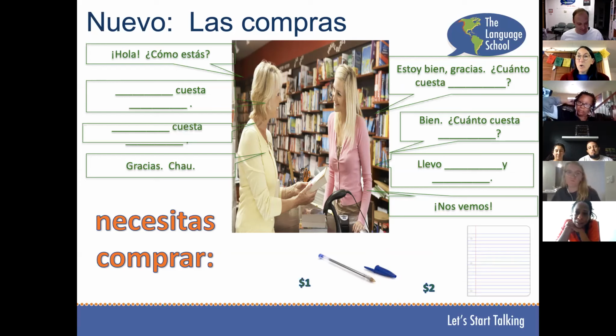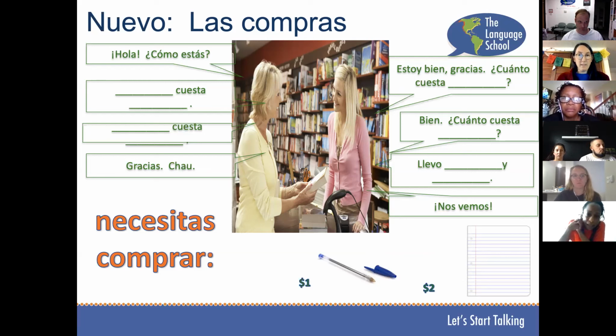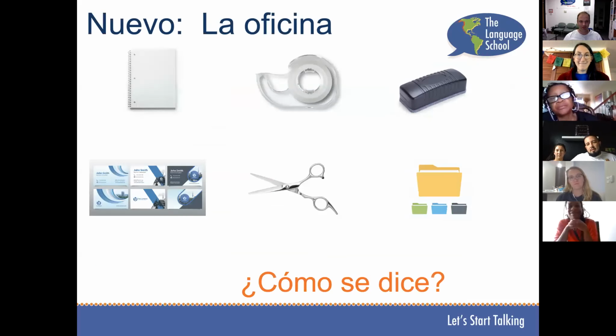Estoy bien, gracias. ¿Cuánto cuesta el bolígrafo? El bolígrafo cuesta $1. Bien. ¿Cuánto cuesta el papel? El papel cuesta $2. Llevo un bolígrafo y un papel. Gracias. Chao. Nos vemos. Okay, nice job with that.